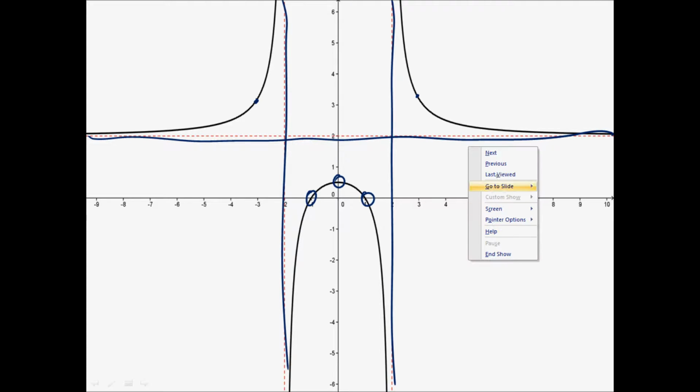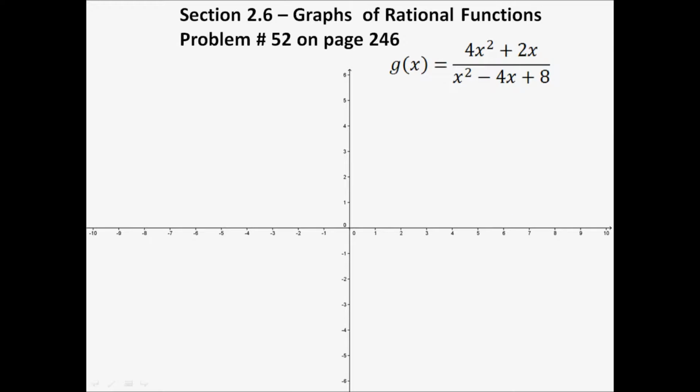Here's the second example. This one's going to be a little bit different. So we're doing problem number 52 on page 246. Okay, this one's a pretty tough one, but let's try where we were before.